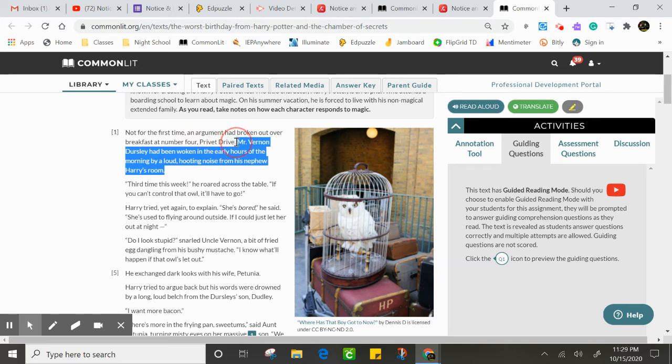Mr. Vernon Dursley had been woken in the early morning hours by a loud hooting noise coming from his nephew Harry's room.